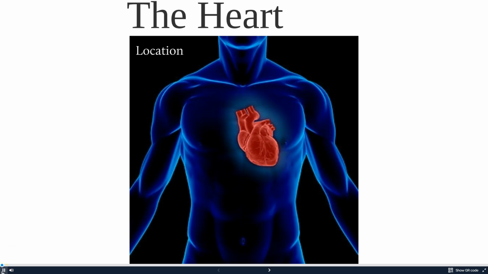To begin talking about the heart in this section of the cardiovascular system, we're going to begin by discussing where it's located and a little bit about the tissues that make up the structure of the heart.